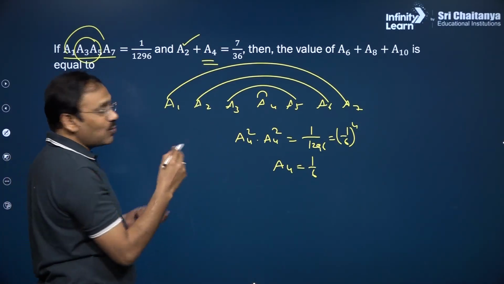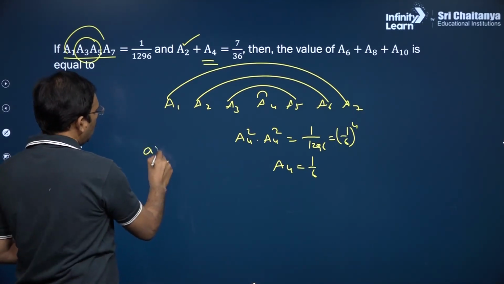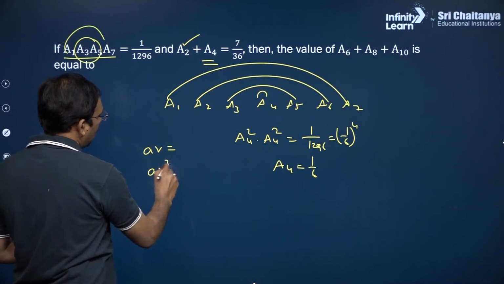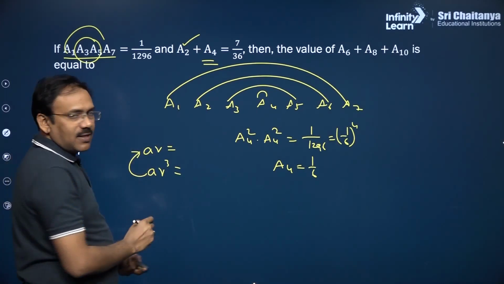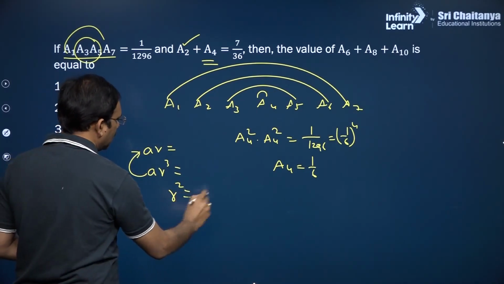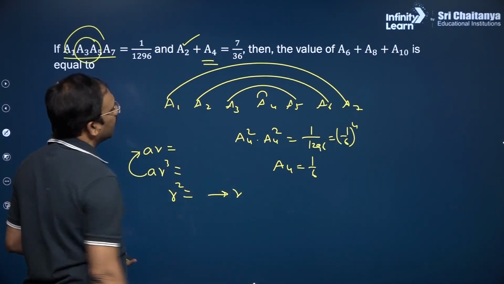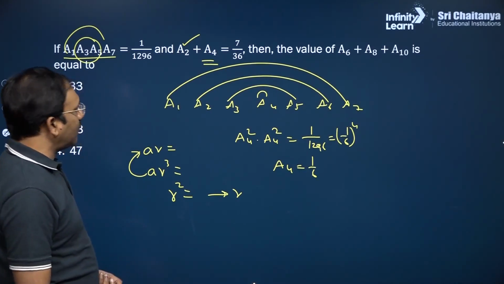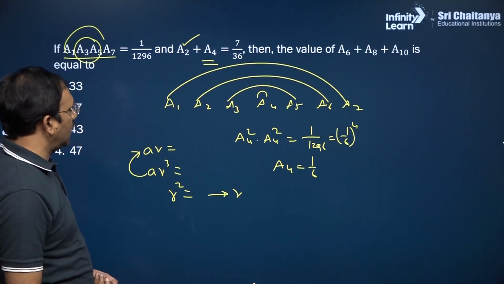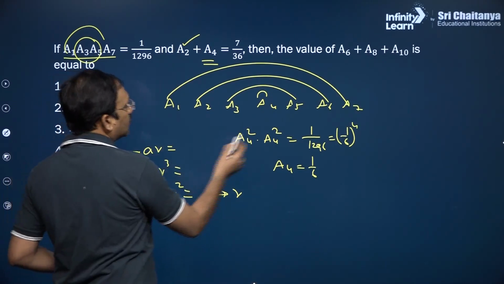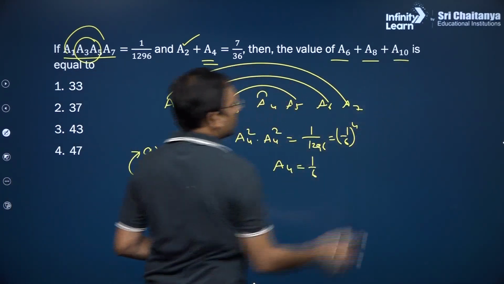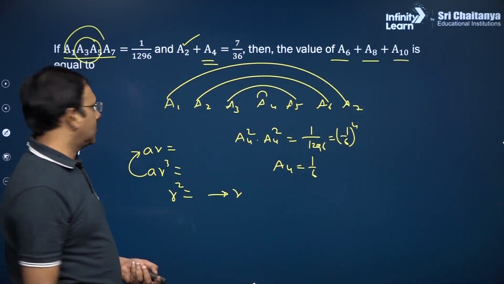If you know A4, you can find A2. So if you know A2 and A4 in a GP, A2 means AR, A4 means AR cube. If you divide the second by the first, you will get the R square value, so you will get the R value, right. So once you have R, you can now find A. So A6, A8, A10 you can find with some simple calculation, right.